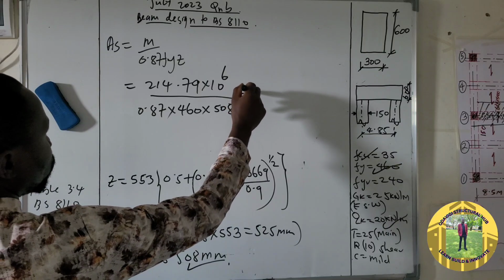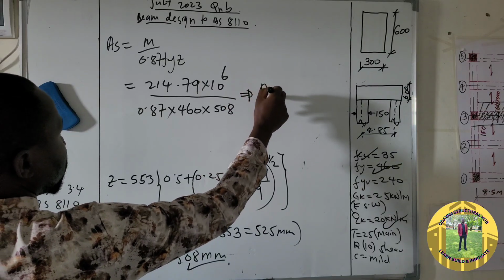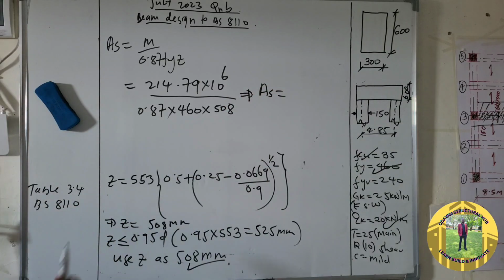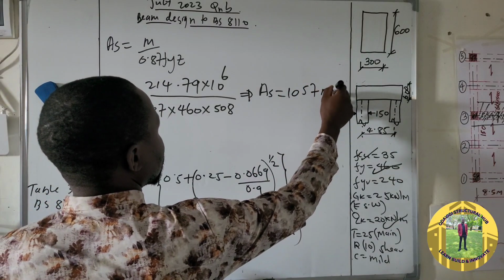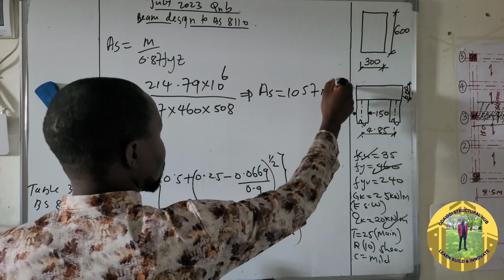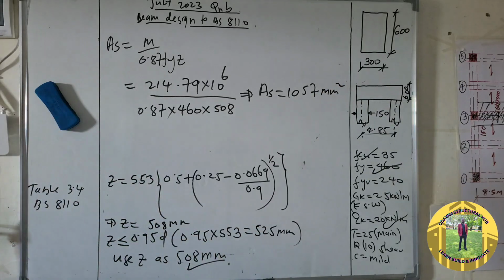So which implies As is equal to, I have multiplied this moment by 10 to the power of 6 to change from kilonewton meter to Newton millimeter. So the area of steel is equal to 1057 millimeter square.